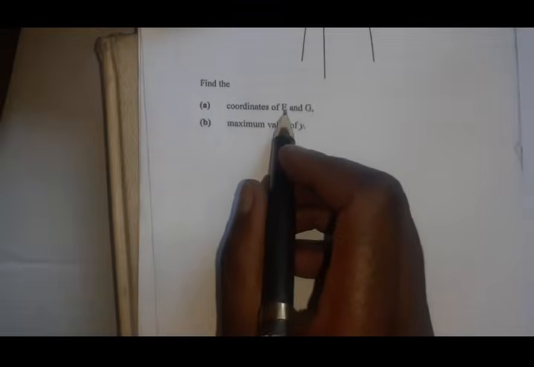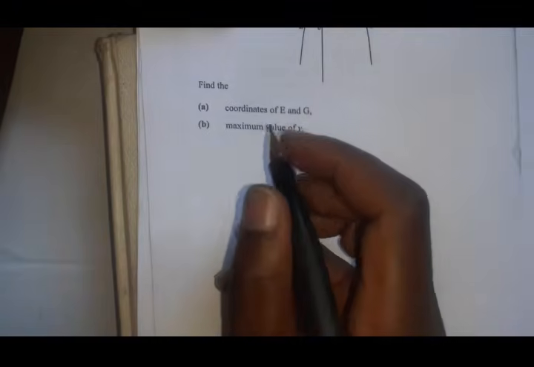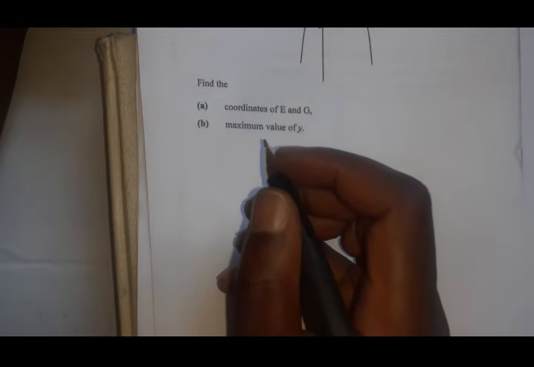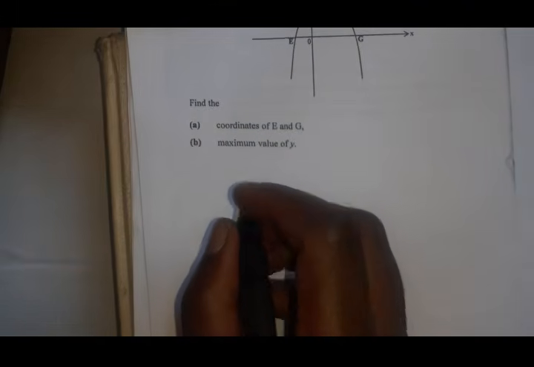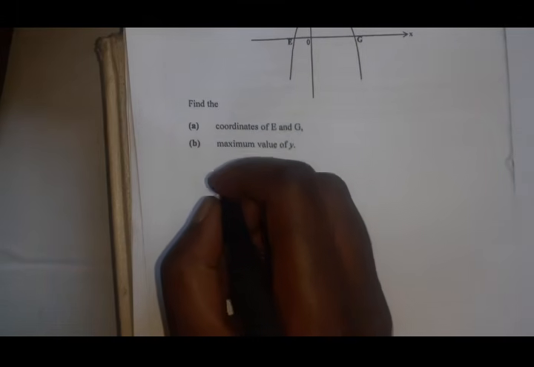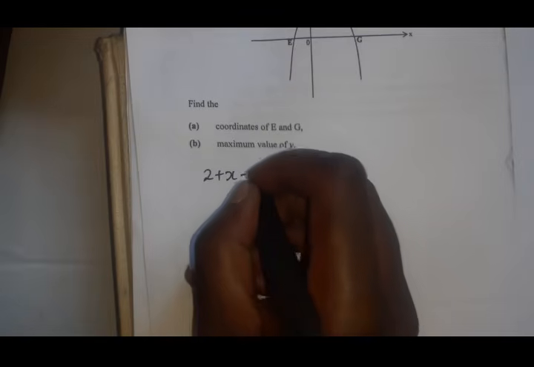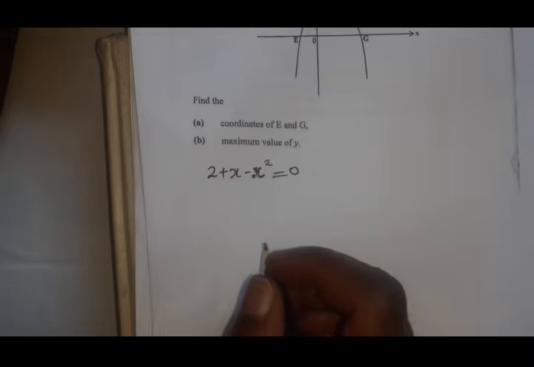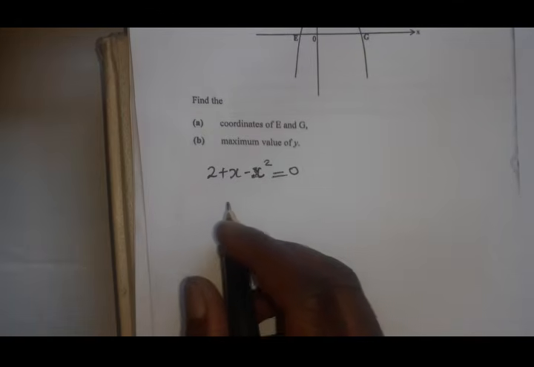So what we are supposed to do here, you know that on these 2 points, the y coordinate is 0. So we need just to equate this to 0 and solve. Okay? So this is what we are going to do. So we are going to say 2 plus x minus x squared is equal to 0. So we can solve this one.